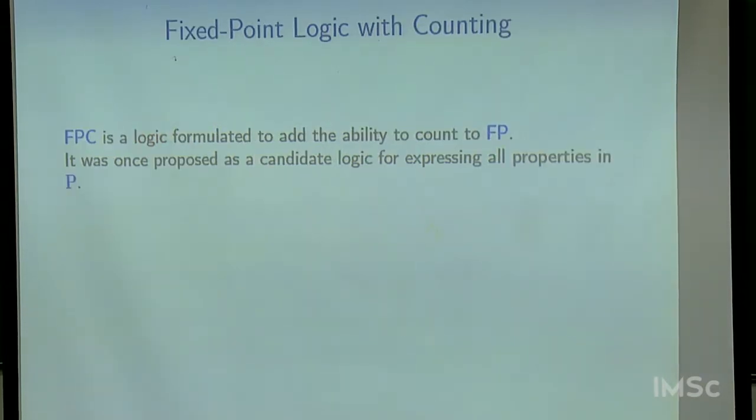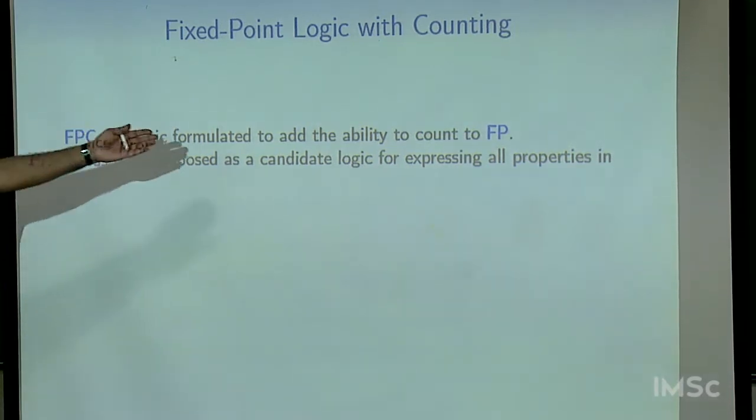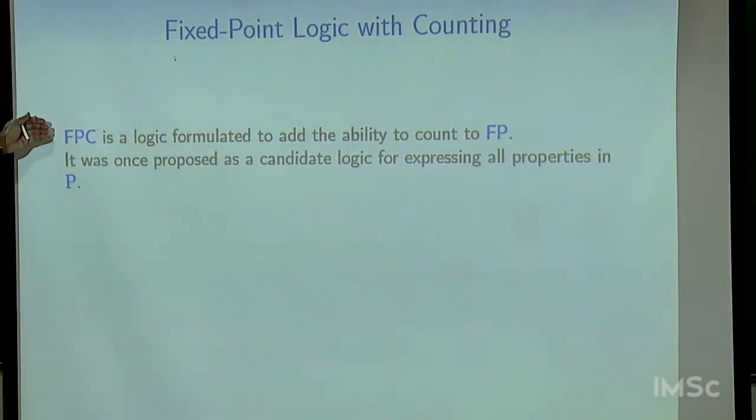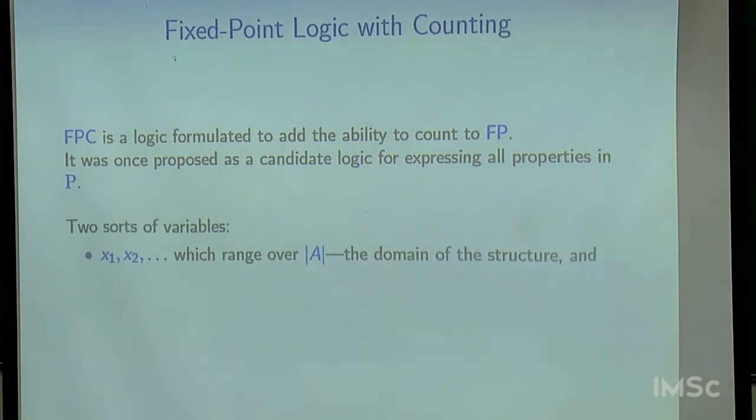Now we go, and this is getting to your question in some sense. Given that you can't count in fixed point logic, it was proposed to add a mechanism for counting. This also goes back to Immerman in the early 80s, who defined this logic, which we call fixed point with counting. I'll denote it FPC. And he actually proposed that this might be sufficient to express all polynomial time properties. This turned out to be false, but I want to say there's still a lot of interesting things to be said about FPC. So again, let's not worry too much about the formal definition.